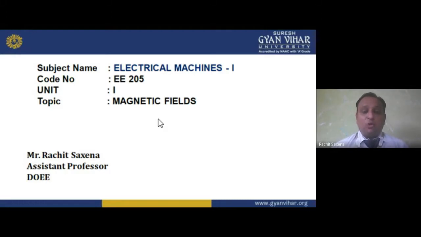If we are converting electrical to mechanical and mechanical to electrical, we need a certain coupling circuit. That coupling circuit is the magnetic circuit. And magnetic circuit needs magnetic field. That is why it is very basic, and it is the last lecture of my unit number one, so I am telling you about magnetic fields.